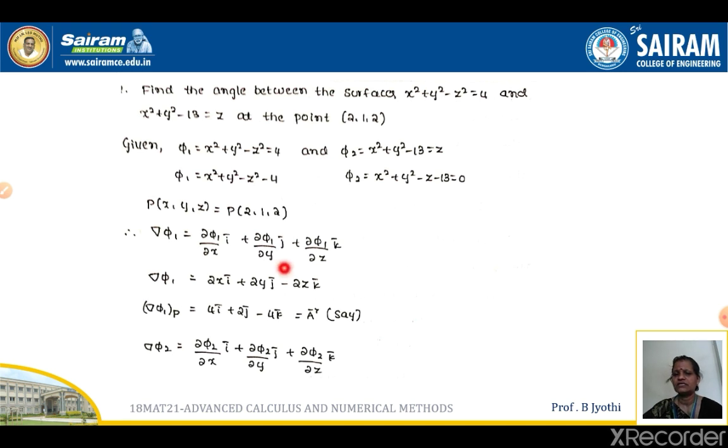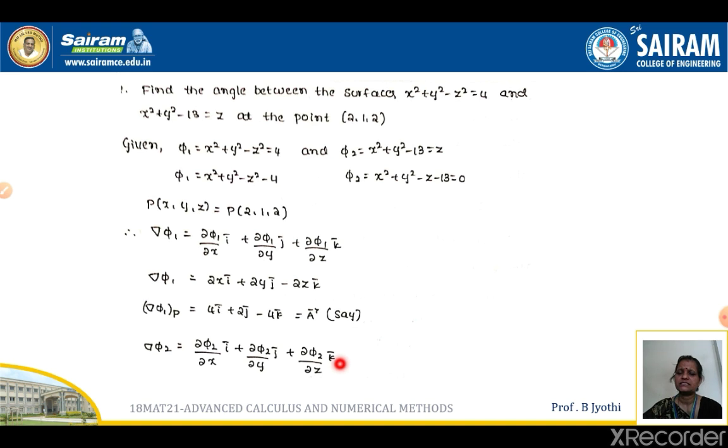So del phi 1 is given by dou phi 1 by dou x into i plus dou phi 1 by dou y into j plus dou phi 1 by dou z into k, as we already discussed in some of the problems. When we differentiate phi 1 with respect to x, we get 2x, with respect to y it is 2y, with respect to z it is minus 2z. If we substitute the point P as 2, 1 and then 2, we will get 4i plus 2j minus 4k. Let's call this A vector.